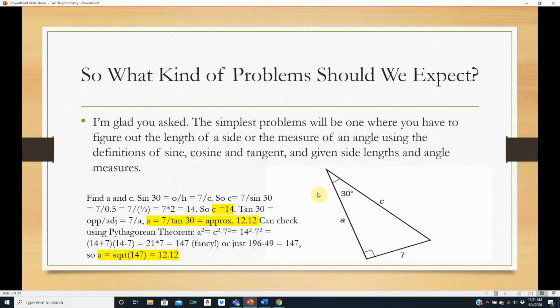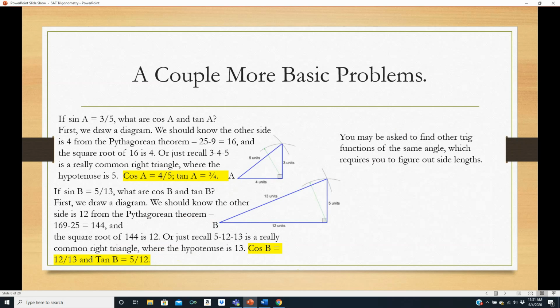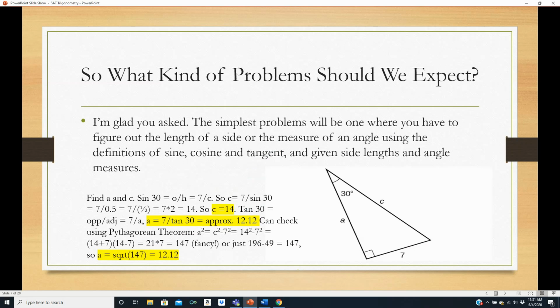We can also check this using the Pythagorean theorem if you don't believe me. So we can say a squared equals c squared minus 7 squared. So that's going to be 14 squared minus 7 squared. I can do it the fancy way where I say, hey, that's a difference of squares. So it's going to be 14 plus 7 times 14 minus 7, which is 21 times 7, which is 147. Or we can just square it and get 14 squared equals 196 minus 7 squared, which of course is 49, and get 147.